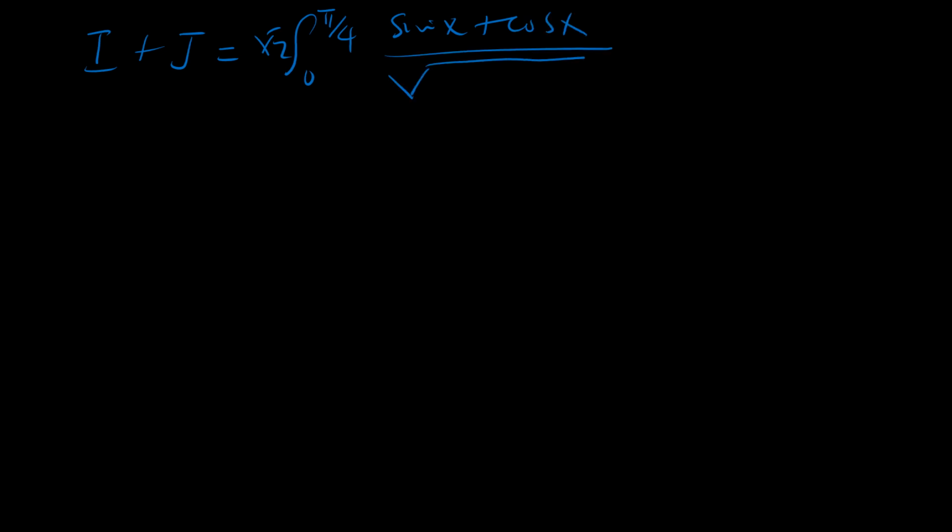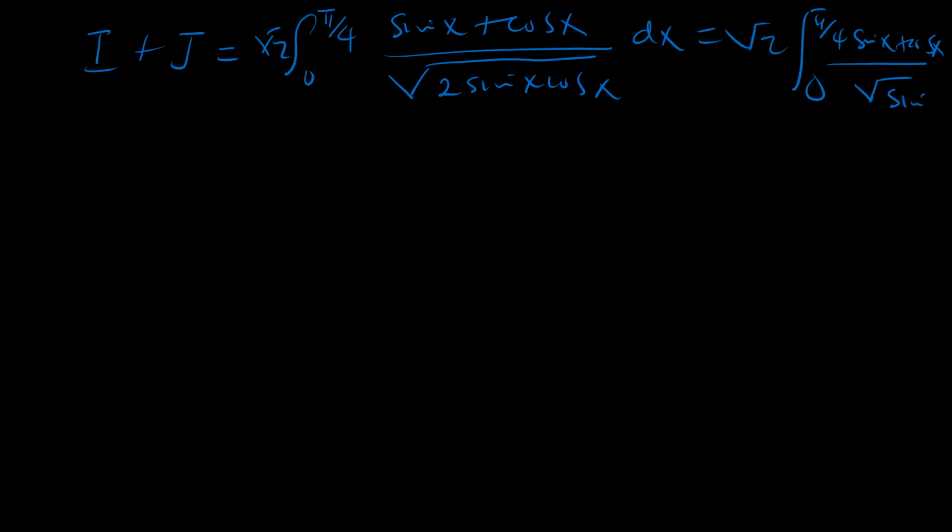Since I plus j equals root 2 times the integral from x equals 0 to x equals pi over 4 of sine x plus cosine x over root of sine 2x.